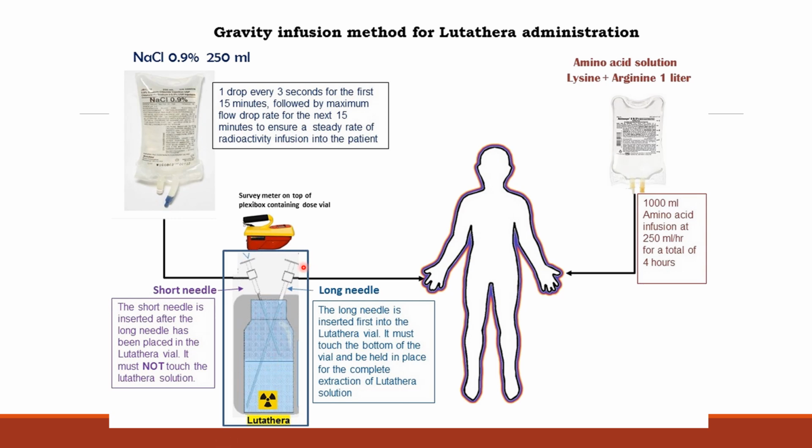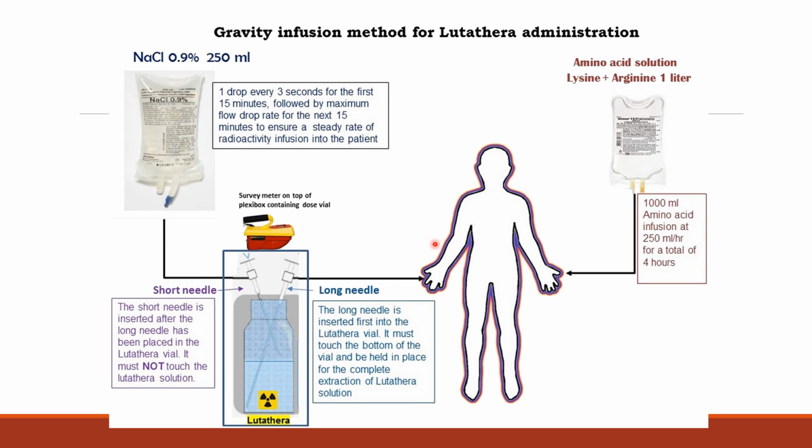Then you have a long needle. The long needle goes all the way to the bottom. So the short needle is displacing the fluid and filling the vial with saline. The long needle is sucking the Lutathera out. So the theory behind this is the pressure in there is going to force that Lutathera liquid into the long needle, and then it gets sucked up and delivered to the patient, and the liquid in the vial eventually gets replaced with saline, and it washes out the vial. And so that's the basic premise there.